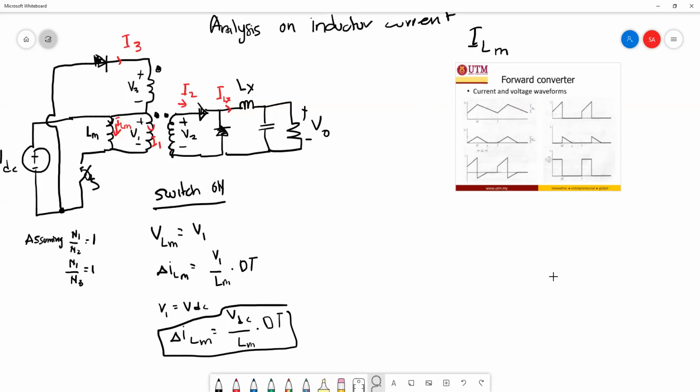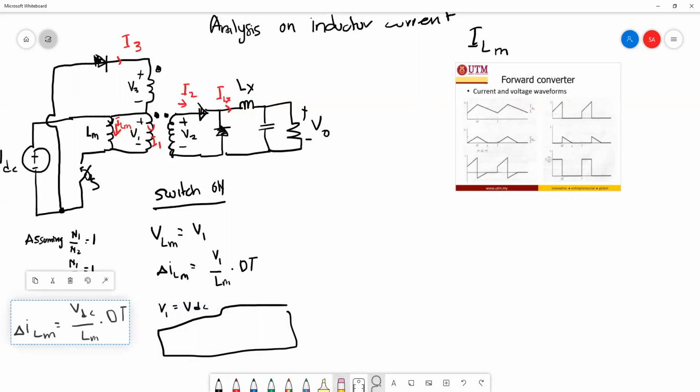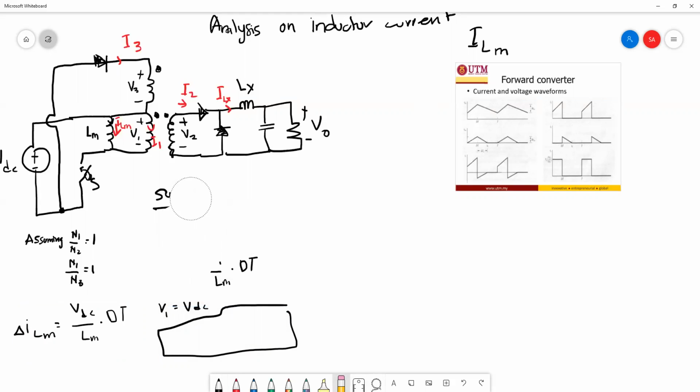Cut this one here, and then I remove. Right now, let's continue when the switch is off.